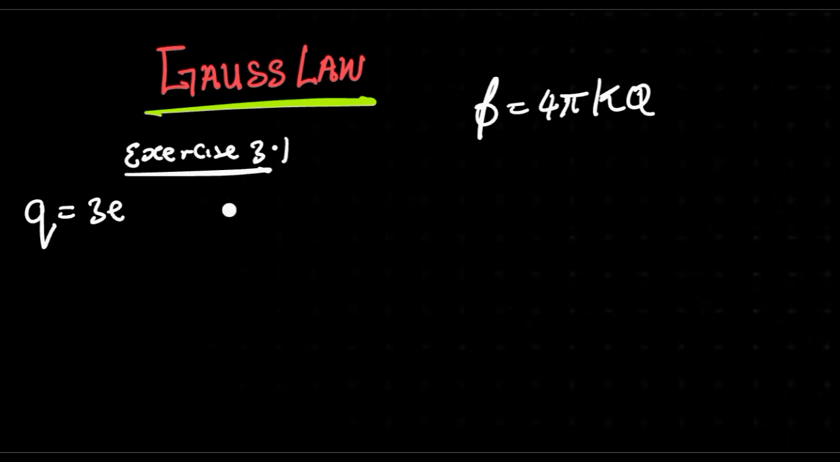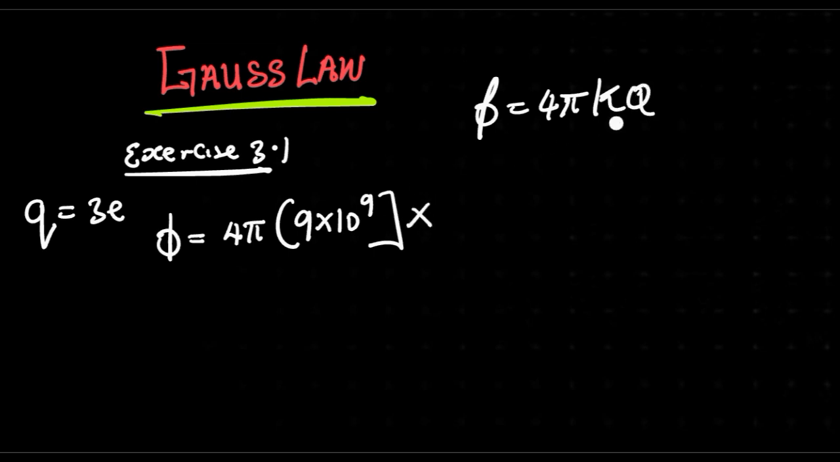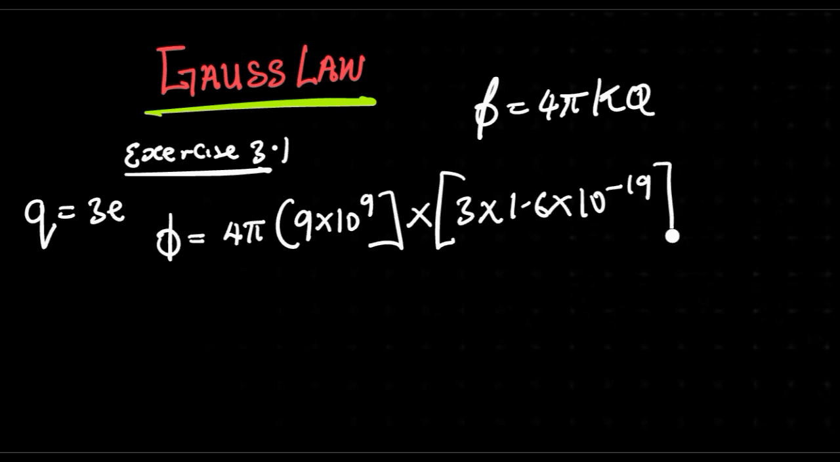Ignore the radius. So phi is equal to 4 pi times 9 times 10 raised to power 9, times the charge. Now the charge here is 3e, and e is the same thing as 1.6 times 10 raised to power minus 19. Are we together now? So you discover that the radius they gave you is not important here.